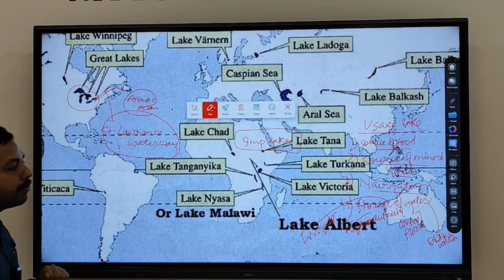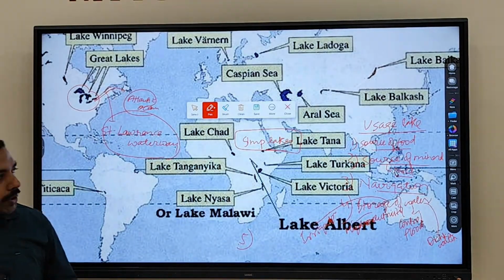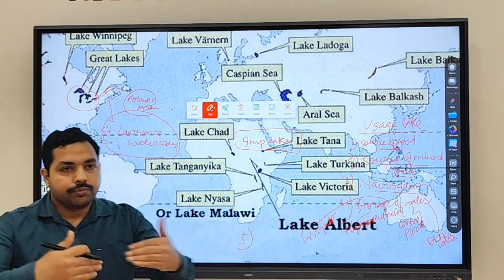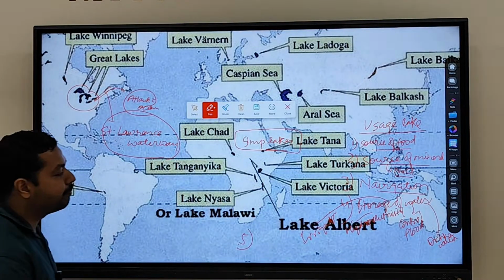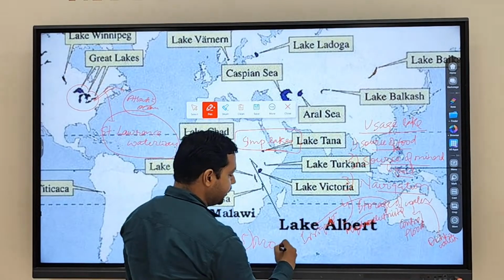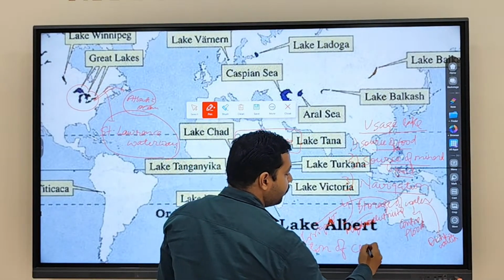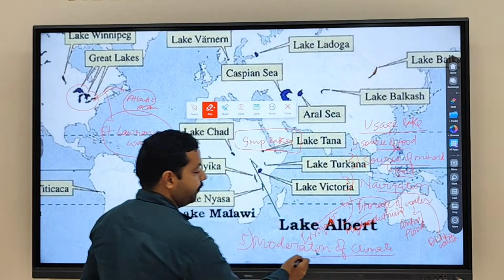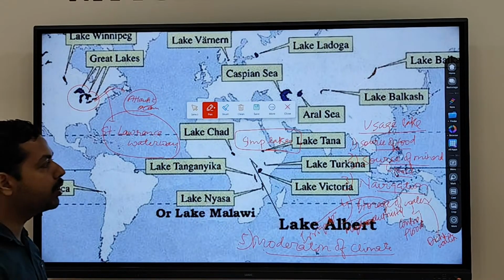Next, what else is the importance of lakes? Transportation, that is okay. Navigation we have written, movement from one area to another area, so you can transport goods. Another important part of lakes is moderation of climates. So lakes can also help in what? Lakes can also help in moderation of climate. How can lakes help in moderation of climates?